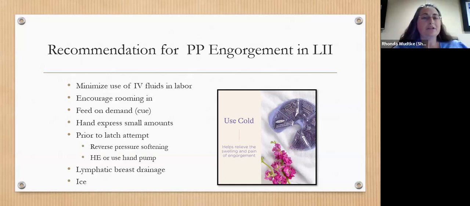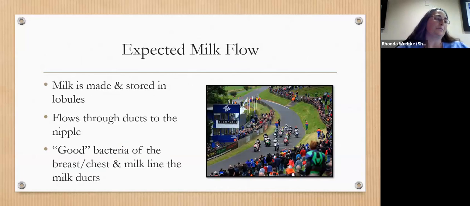We also could use cabbage leaves. One of the things that we want to make sure, if we're using cabbage leaves, is that they're washing the leaves first, because it does have potential for carrying listeria. And we don't want babies and parents to be exposed to that. The research doesn't really show that cabbage is more effective than ice, and many of our parents are going to have access to ice at home and would not have to go out and purchase anything else.